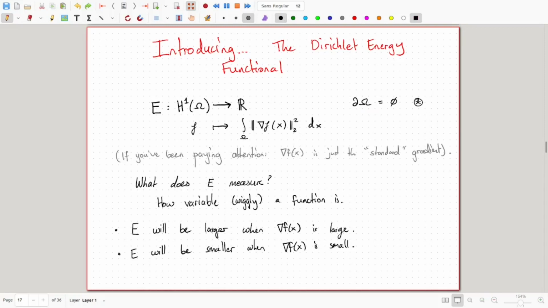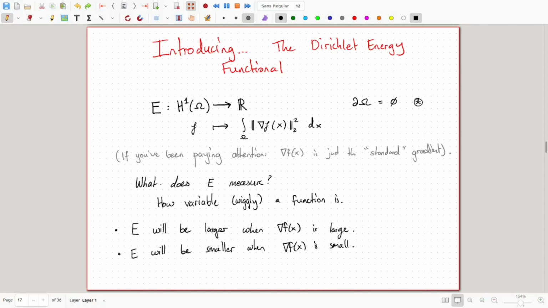So if you've been paying attention, you might say something like, oh, well, what gradient is this, since now our gradients depend on inner products? And I'll just pause you. This is almost always the standard gradient, unless someone says otherwise. So if you see nabla f of x, they're probably referring to the standard gradient. So you can safely assume it's that here.